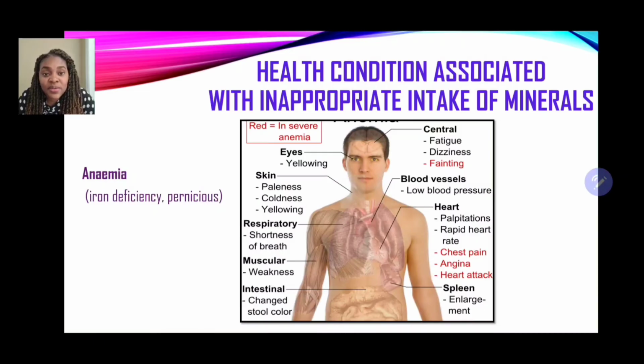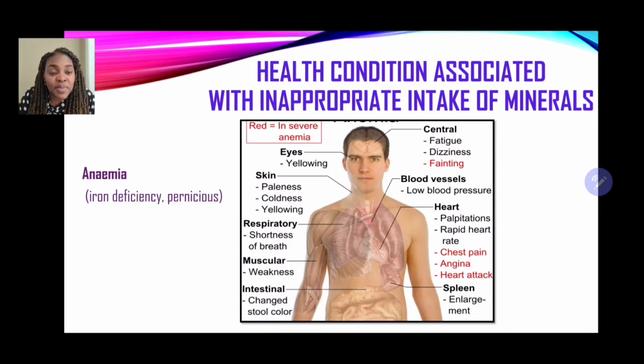Now, let us look at another health condition, and we're looking at anemia, right? Specifically, we're looking at iron deficiency anemia. There's also pernicious anemia, which is caused by a lack of vitamin B12 as well. Remember, there are different types of anemia, but as it relates to the insufficient intake of minerals, we're looking at iron deficiency anemia.